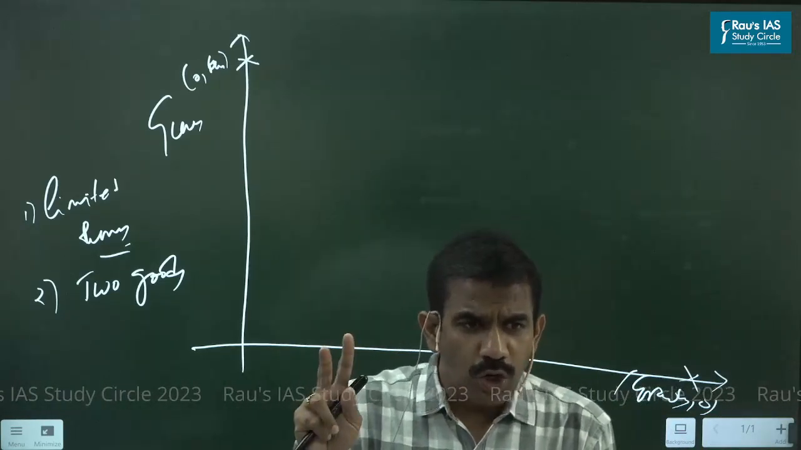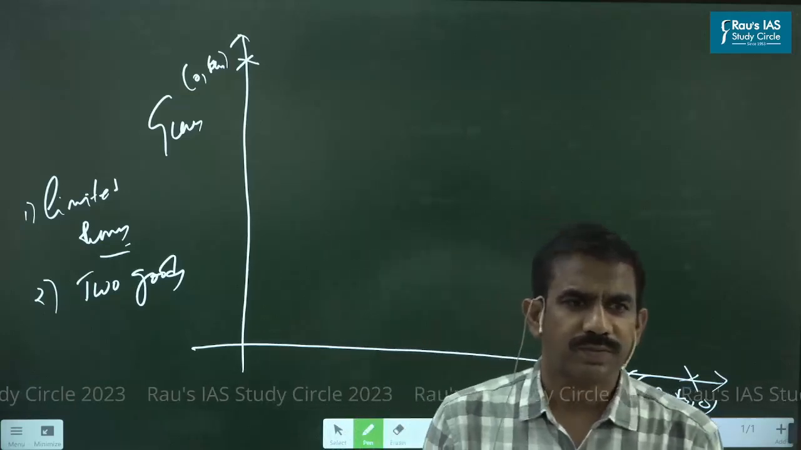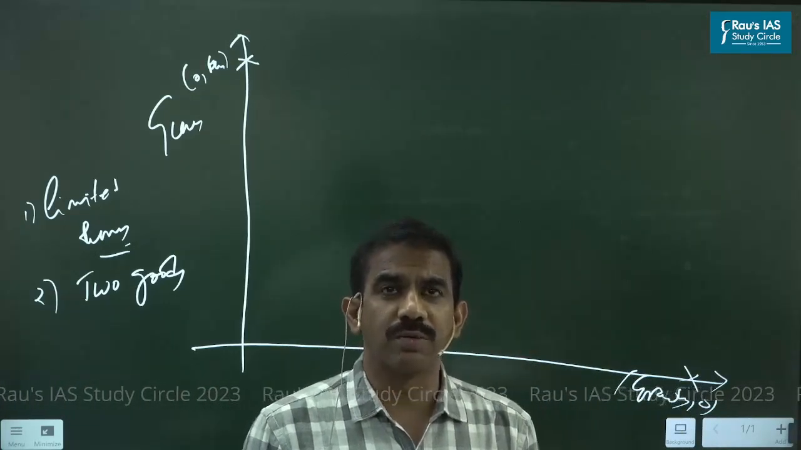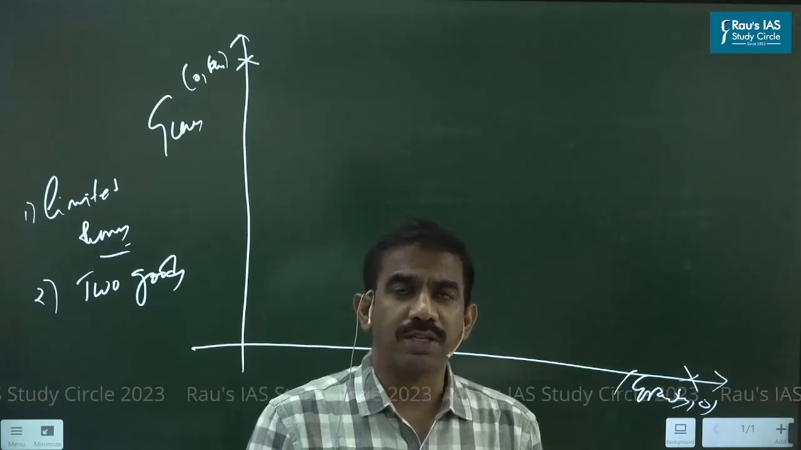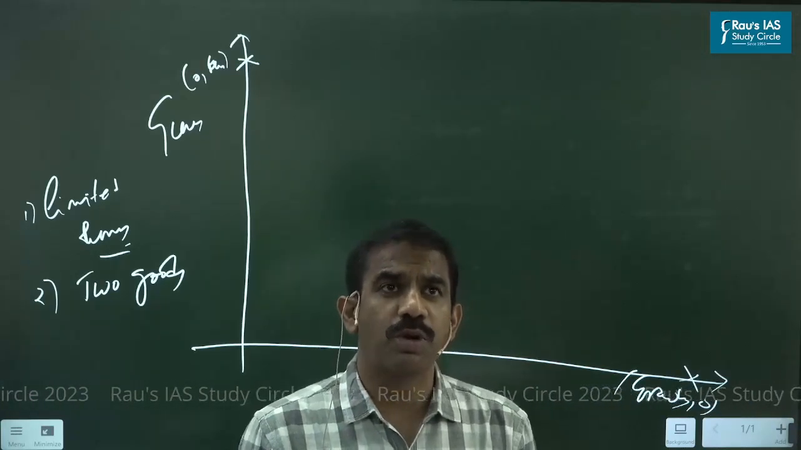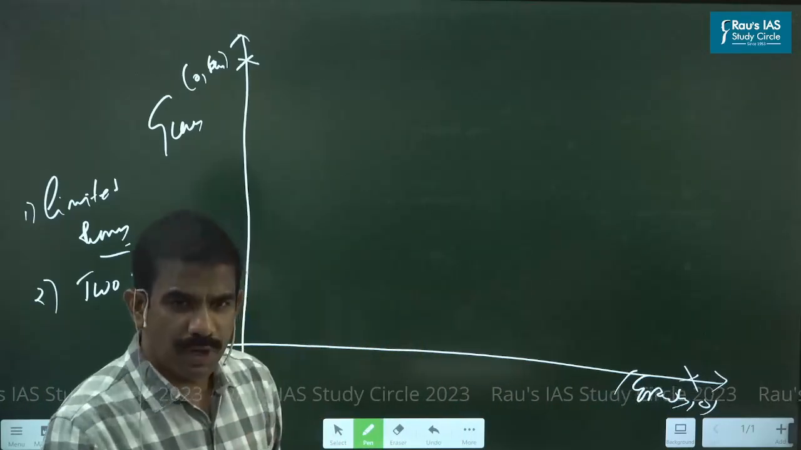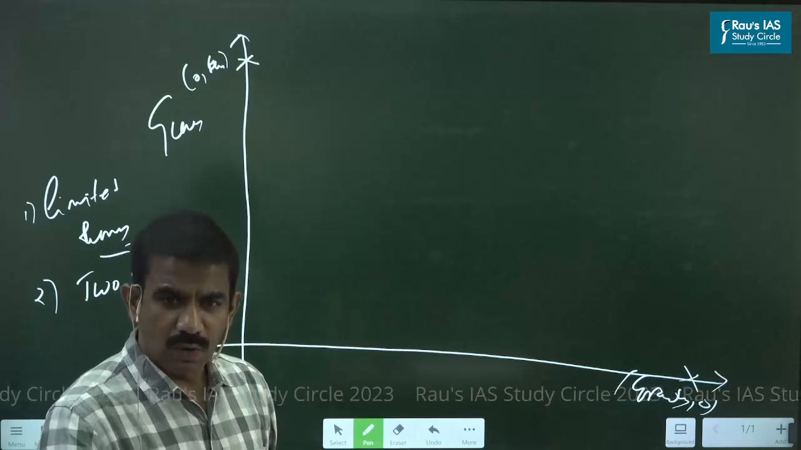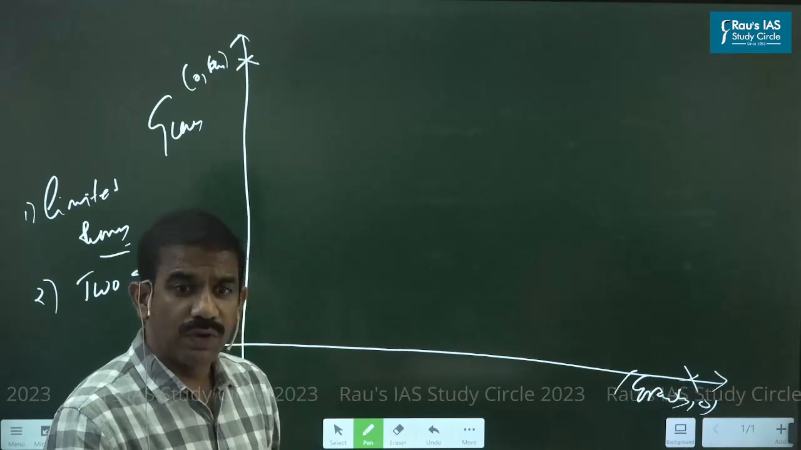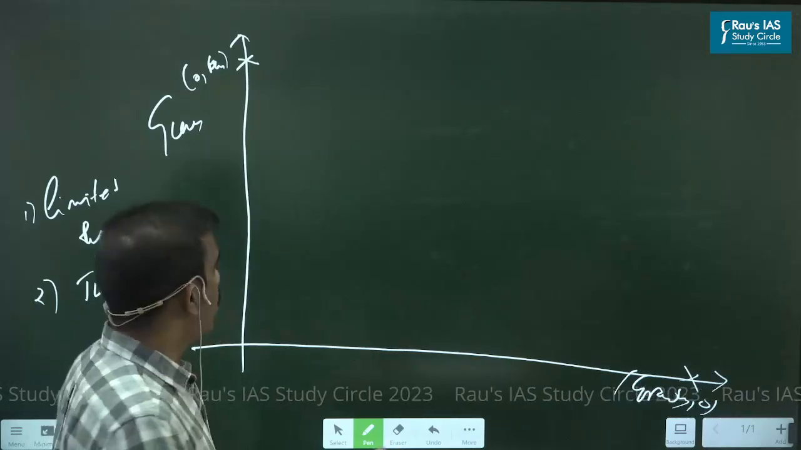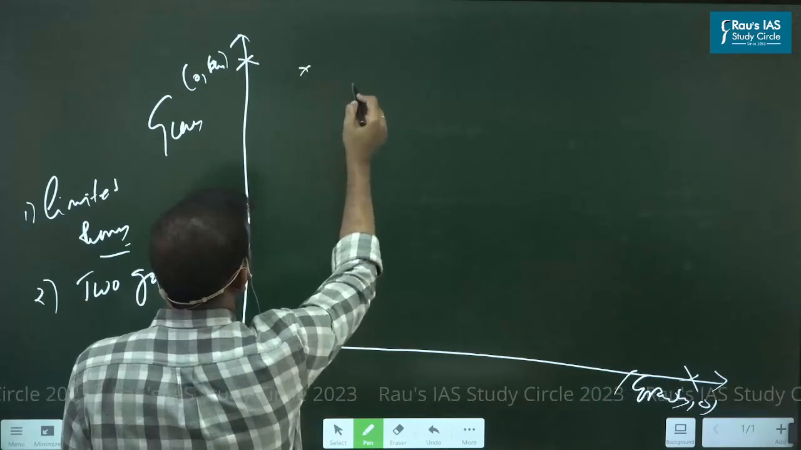But are these the only two possible combinations? Is zero guns and some 100 quintal of grains, or 100 guns and zero quintal of grains, the only possible combination? No, isn't it? So there could be multiple combinations of different quantities of guns and different quantities of grains, right? And let that be combinations of these points.